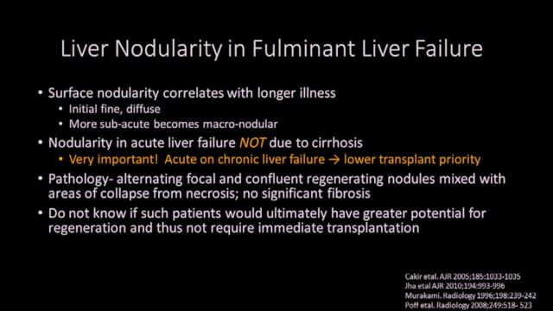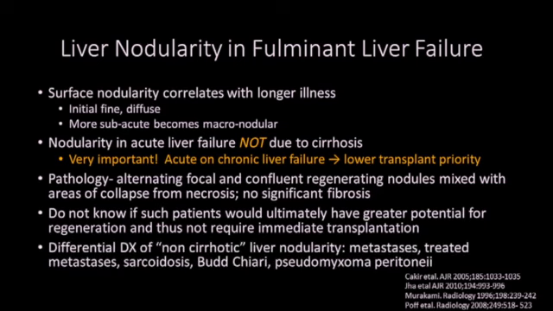Remember again, the pathology for these patients who are in the later stages is alternating areas of focal and confluent regenerating nodules mixed with areas of necrosis. The key thing here is these patients do not have significant fibrosis. And given these large islands of regeneration, we really don't know whether those patients might have a greater potential for overall regeneration and not need a transplant. That's a hard thing to be able to study.